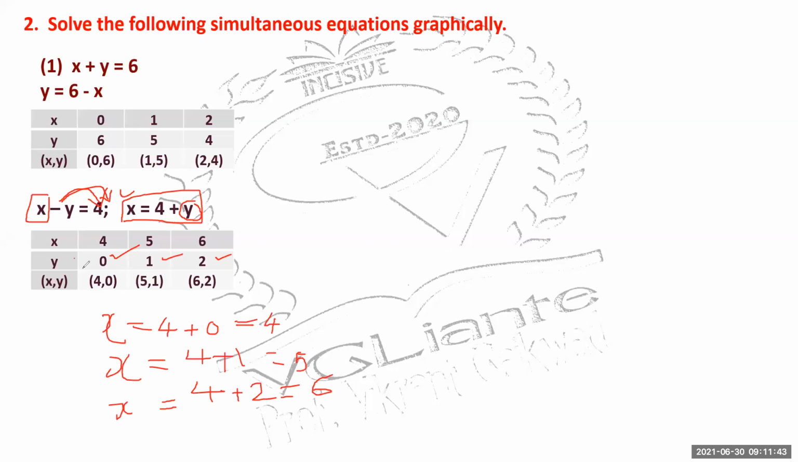So when y is 0, x is 4. When y is 1, x is 5. And when y is 2, x is 6. We get the coordinates 4, 0, 5, 1, 6, 2. So you have got both the tables complete. Coordinates are given. You have to simply draw the graph now. Understood?